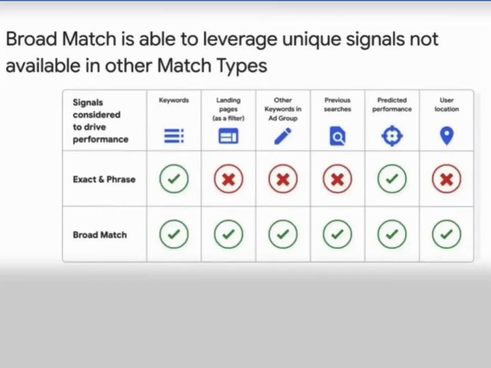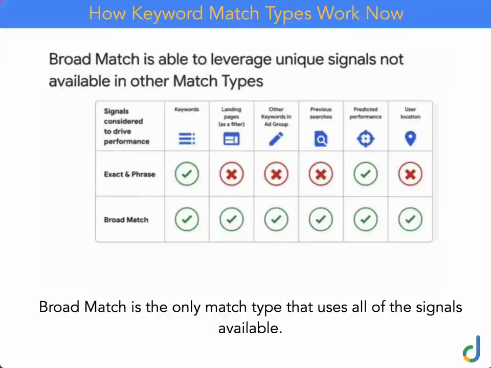So what Google looks at in terms of other signals to drive performance, it doesn't only look at the keywords, it also looks at the landing pages. It also can look at other keywords in the ad group, the user's previous searches, the predicted performance, and the user location. I want you to see here that broad match is the only one that takes into account all of these signals. So that's why I find it really beneficial to have the exact match working with broad match, 2 or 3 broad match keywords, then building out some exact match.